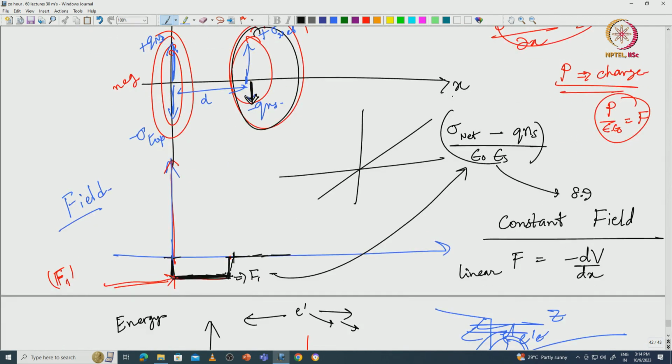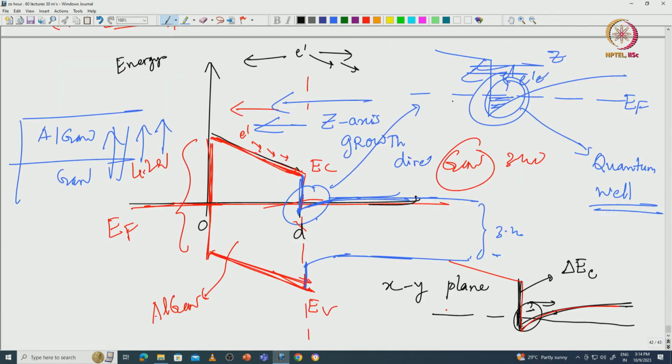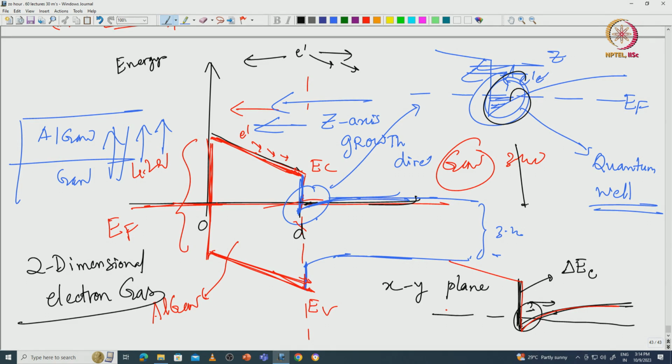So, that is why they are confined in 2 dimensions and we call them 2 dimensional electron gas, because they can only move in the x and y plane, not in the z direction. Okay. So, this entire thing we are talking about is areal density. The charge density of this also will be expressed in number of electrons or coulomb per centimeter square.